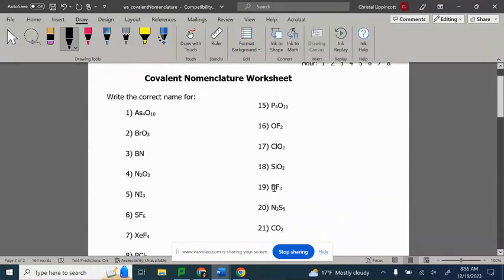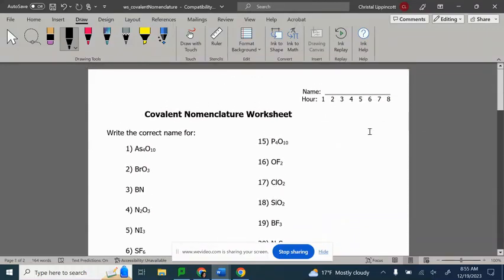How to write covalent names. All right, so we're going to start with the formula here, and I'm going to show you how to write the name. Now, one thing to notice about the covalent formulas is we don't reduce them down. So had this been an ionic formula, you would need to reduce this down to As2O5, to its simplest ratio. Covalent, we do not do that.